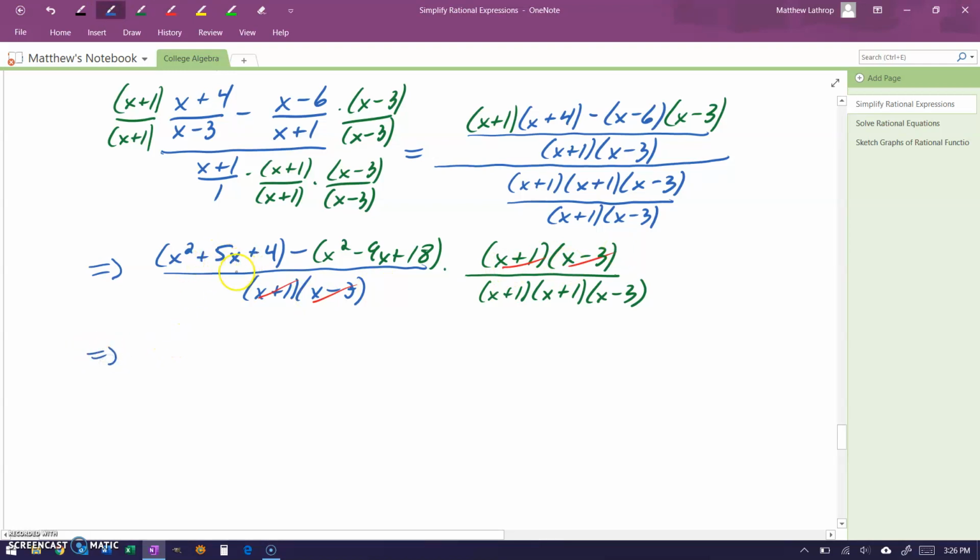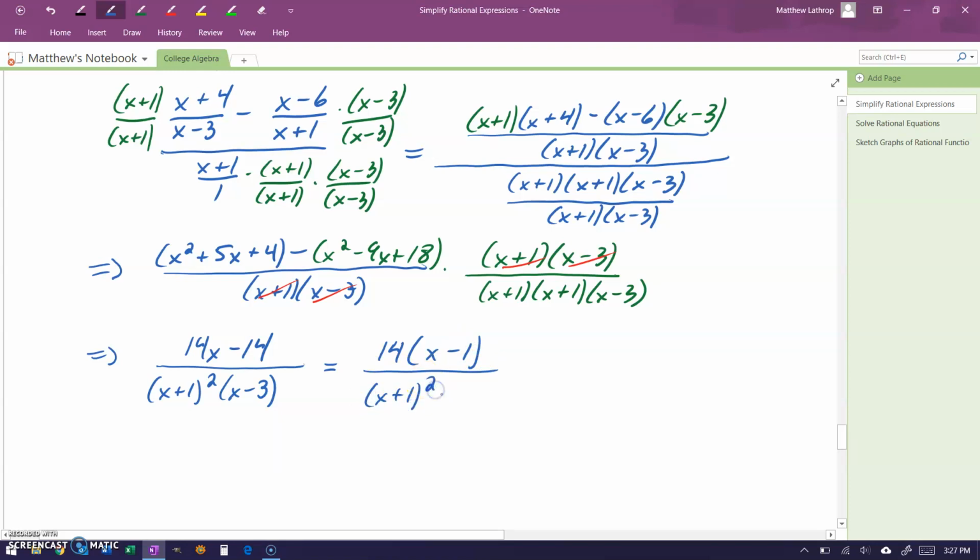In the numerator, in this first expression, we'll distribute that negative and combine like terms, which will leave us with 14x minus 14, getting rid of everything that's canceled out. Then in the denominator, we'll have x plus 1, which you could write as x plus 1 squared, since we have two of those factors, times x minus 3. And then we could take this one step farther to factor out that 14 that's common in the numerator to get this fully factored and simplified expression.